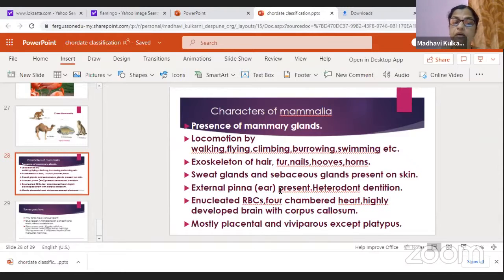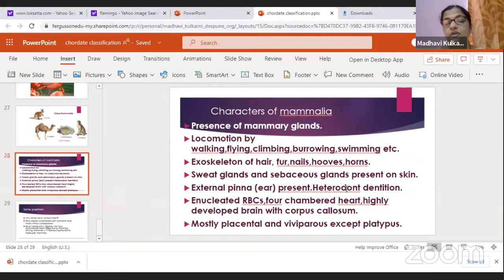External pinna or ears are present, and in many animals, right from elephants, cows, to dogs, they are always moving their pinna. They can move their pinna towards the direction of the sound. In human beings, the pinna is immovable.